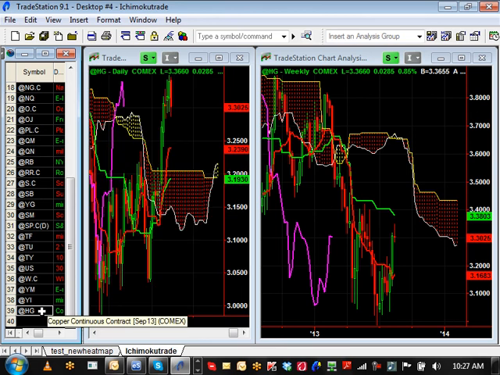And then lastly, you got copper here, which is basically still bearish, believe it or not. Resistance on this one's going to be 3.38, and support's going to be 3.168 moving forward.